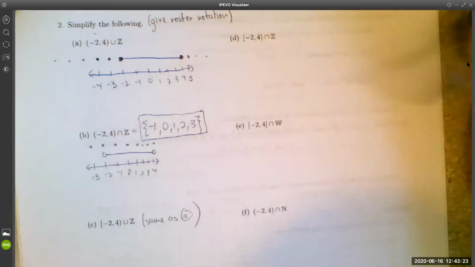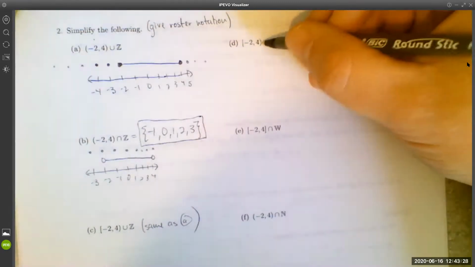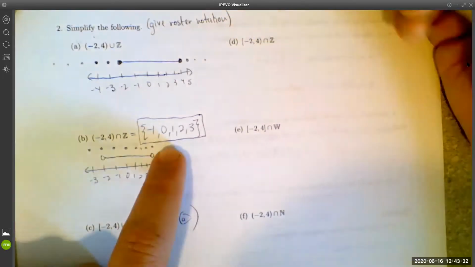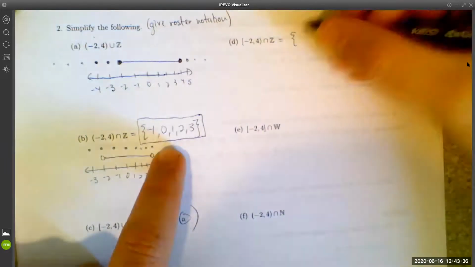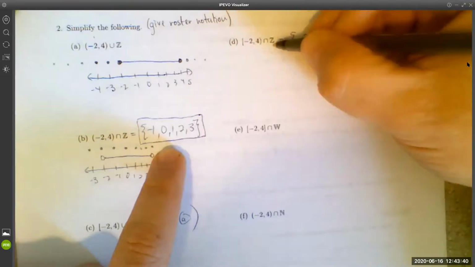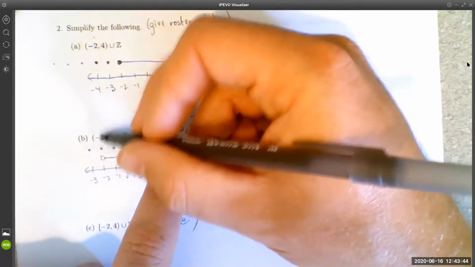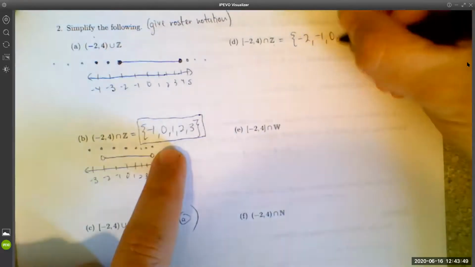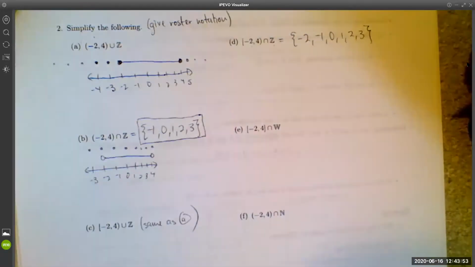The intersection, on the other hand, the intersection of negative 2 to 4, this time including the negative 2, is going to be really similar to this, but this time we get negative 2 in the mix as well, right? So because this set and this set both have negative 2 in common now, whereas this set and this set did not, right? Negative 2 was not a part of this interval. So we would get negative 2, negative 1, 0, 1, 2, 3. Stop at 3.